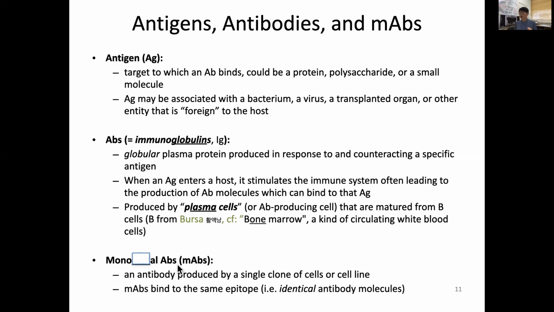If the antibody is produced by a single clone of cell or cell line, then the antibodies will be completely identical. And that identical antibody we call monoclonal antibodies, or simply mAbs. So mAbs should bind to the same epitope, because they are totally identical antibody molecules.